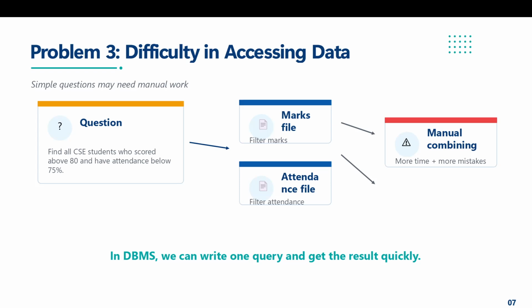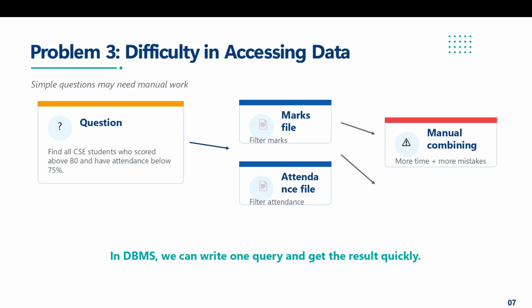Now, where is the data? Student department may be in the student file. We can get it from there. Marks may be in the marks file. Attendance may be in the attendance file. So we have to open multiple files, filter the marks, filter the attendance, and then match the student ID and compile the results manually. Moreover, this takes time. Also, there's a chance of human error, right?